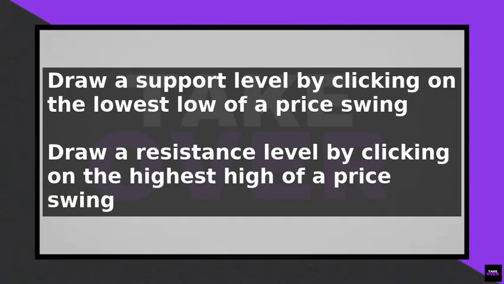To draw a support level, click on the lowest low of a price swing and drag the line to the right. This will create a horizontal line that represents the support level. Repeat the same process to draw a resistance level, but this time click on the highest high of a price swing. It is essential to use historical price data to identify support and resistance levels.